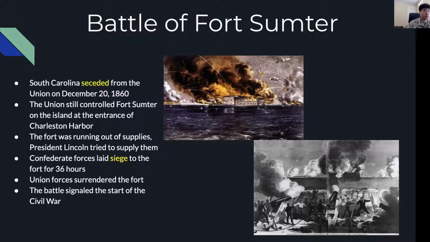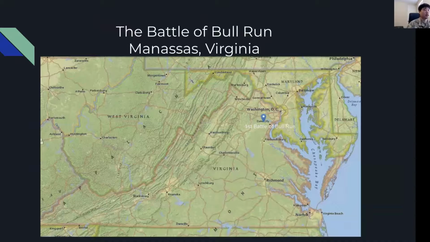resupply their troops in the fort. They laid siege to Fort Sumter for 36 hours, and then the Union troops ended up surrendering the fort to the Confederates, who regained control of Charleston Harbor. This battle was significant because it signaled the start of the Civil War.